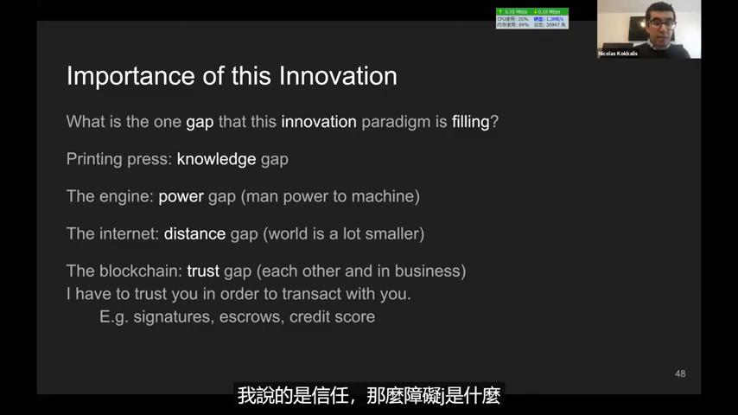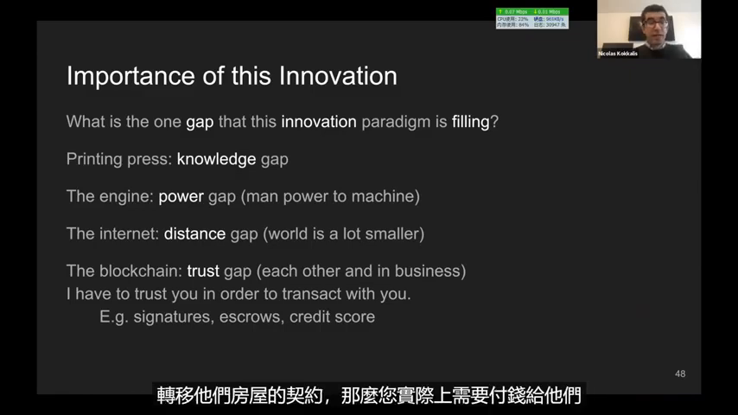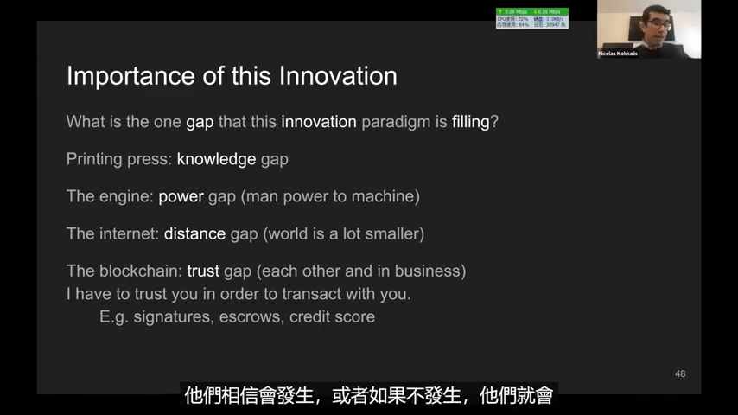I'm talking about trust. The gap blockchain is filling here is the gap of having the necessary trust to perform certain business transactions. Traditionally, you need to either trust the other party. You have a friend. You promise that you will give him this in exchange for that. You believe, or they believe you, that you will do what you say after they do what they say. They transfer the deed of their house, then you actually need to pay them. They trust it will happen.